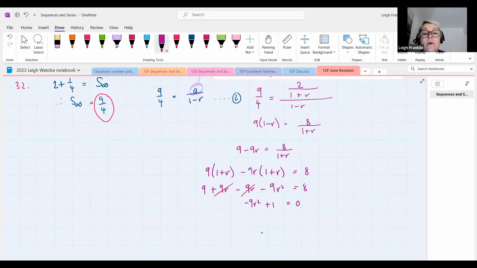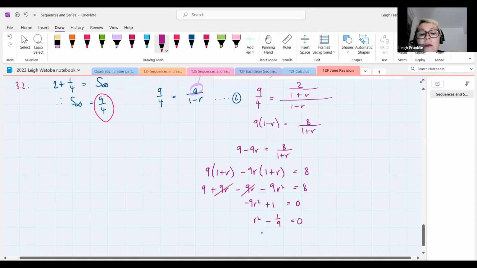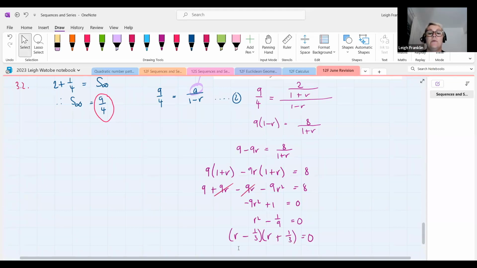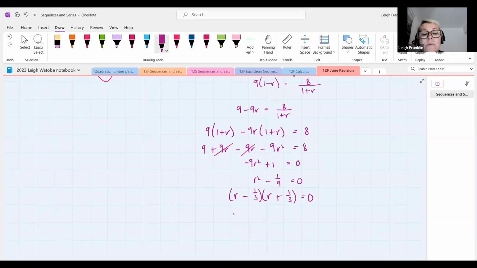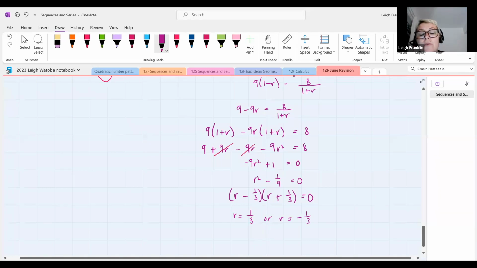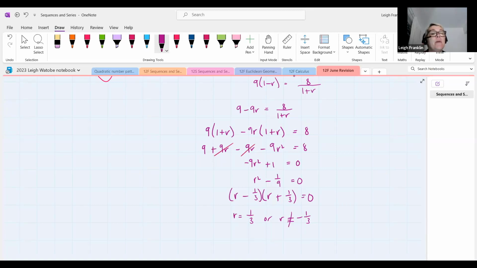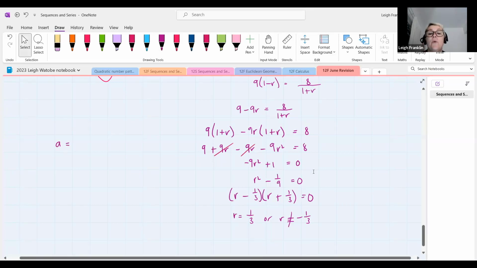So dividing through by negative 9, we would end up with r squared minus 1 over 9 equals 0. And again, we've got the same situation where we can factorize. And r would be equal to 1 over 3, or r would be equal to negative 1 over 3. They told us we only had positive terms, so we would accept 1 over 3, we would reject minus 1 over 3, and then we would need to sub back into what A was equal to in our first equation. If you recall, A was equal to 2 over 1 plus r.